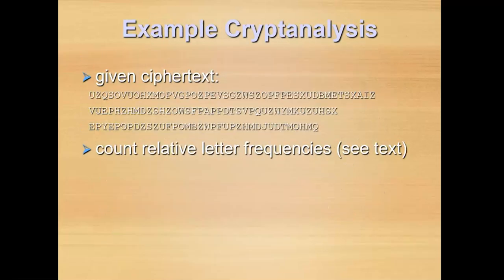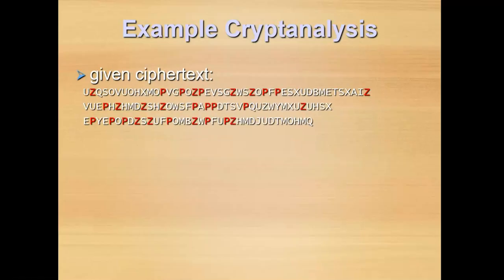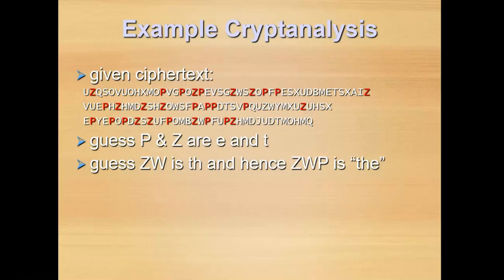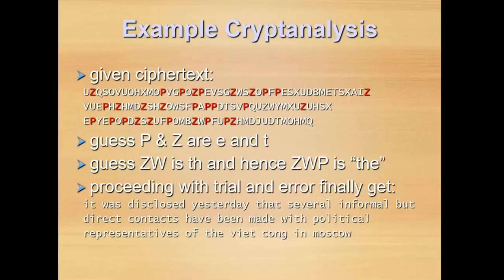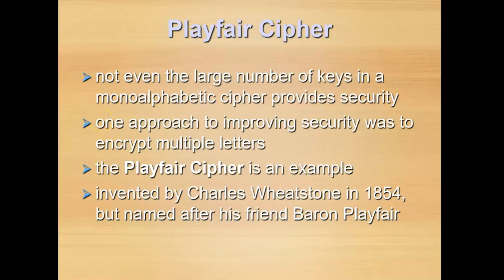So the given example is this passage. We are counting the relative letter frequencies, and we found that P has been repeated and Z has also been repeated, and let us assume that P and Z are E and T and try this. So now we can find out the other values also, and where Z, W and P have been used, we can say this is there. Like this we can guess each of these letters based on the frequencies, and the original text has been recovered like this.